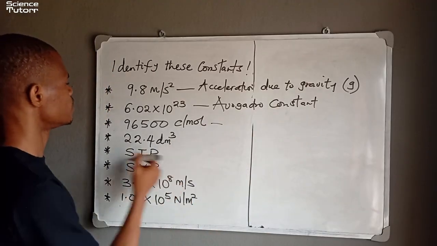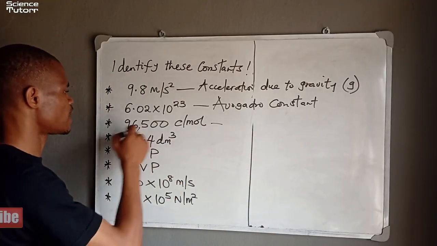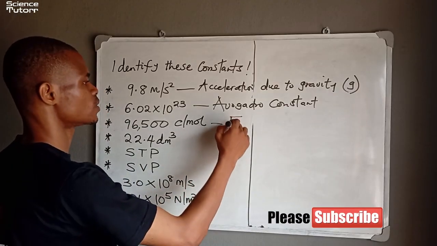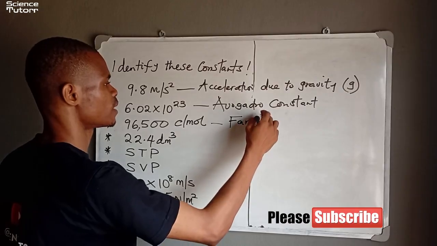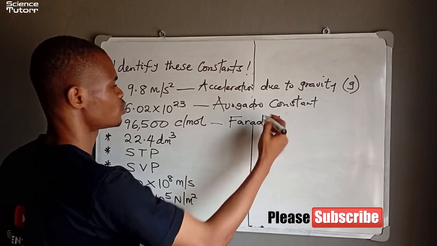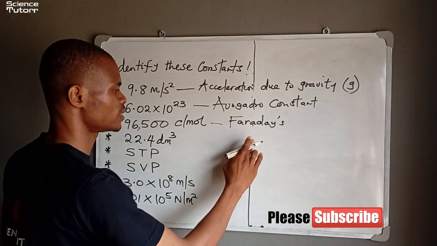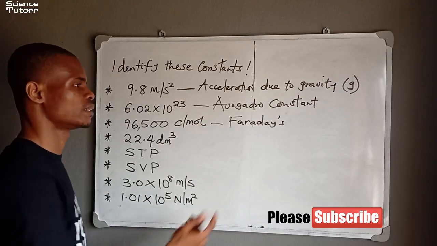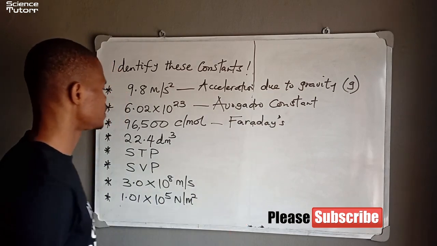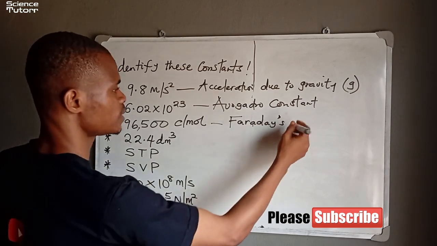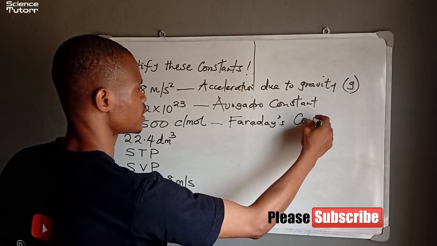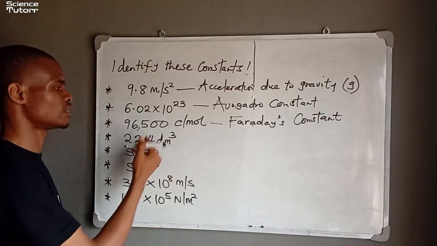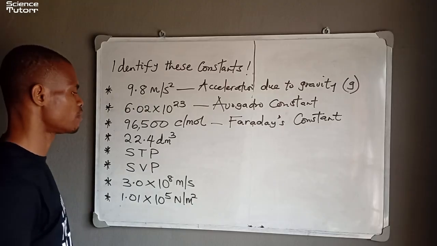The third one, 96,500 coulomb per mole. This is known as Faraday's constant. So whenever you see that, students, you should be able to identify it. Many students have had the challenge in identifying constants like this, and it tends to limit them from calculation. So this is called Faraday's constant. 1 Faraday is equivalent to 96,500 coulombs per mole.